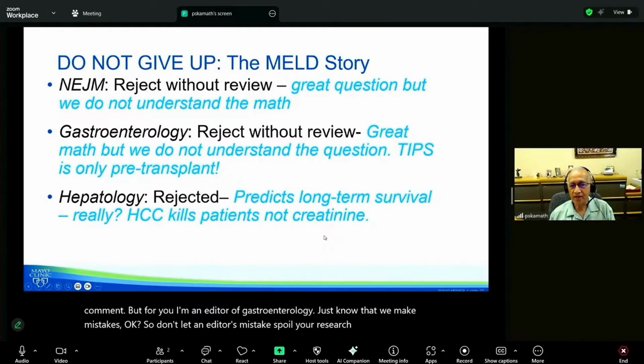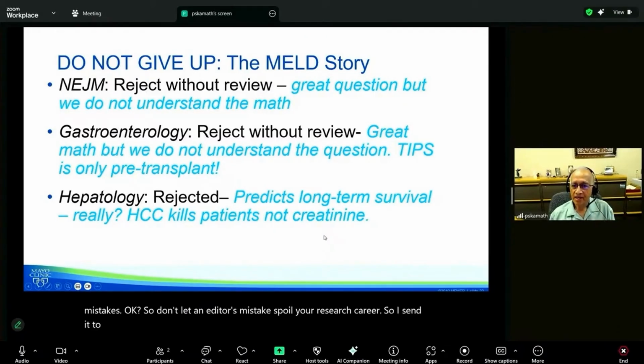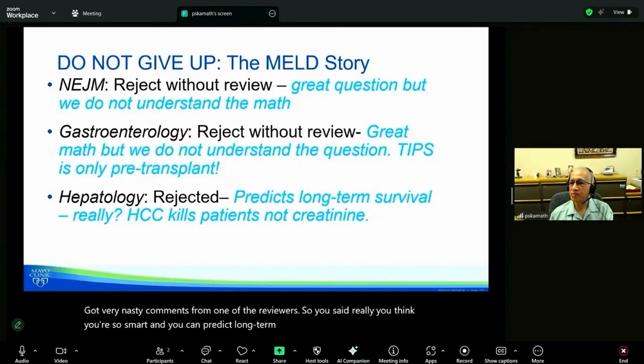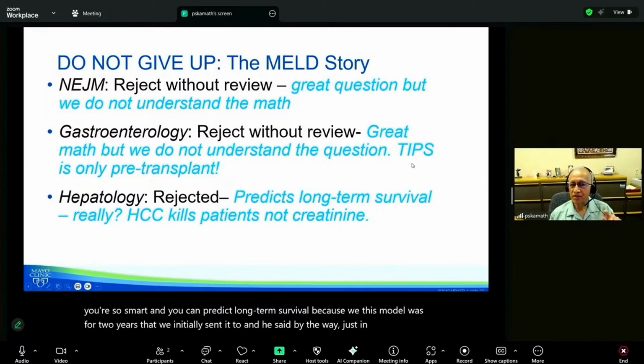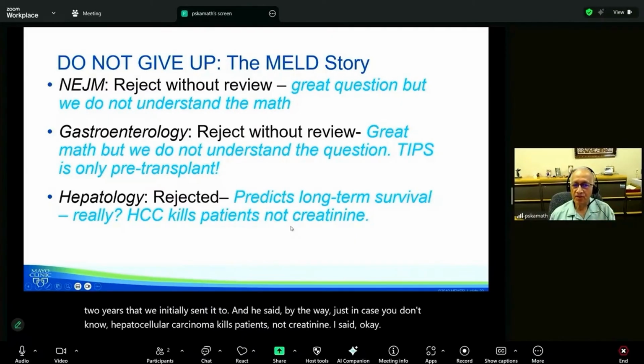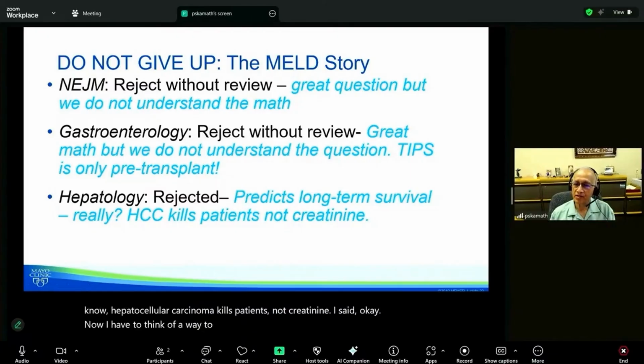So I sent it to hepatology. They rejected it, this time with review. Got very nasty comments from one of the reviewers. So he said, really, you think you're so smart and you can predict long-term survival? Because this model was for 2 years that we initially sent it to. And he said, by the way, just in case you don't know, hepatocellular carcinoma kills patients, not creatinine. I said, okay. Now I have to think of a way to get hepatocellular carcinoma out of it.